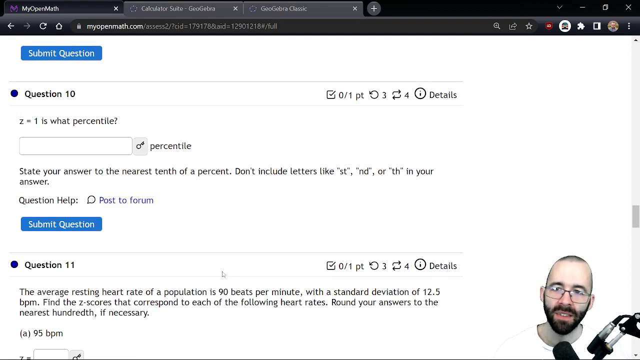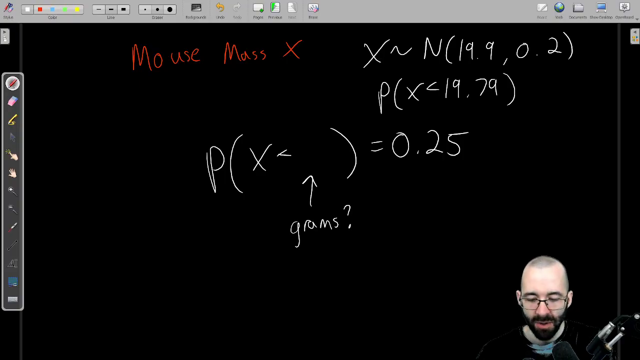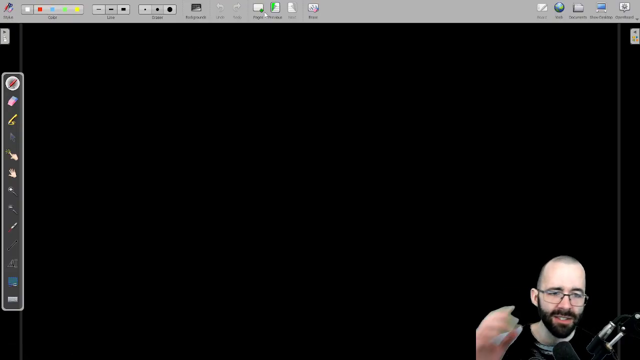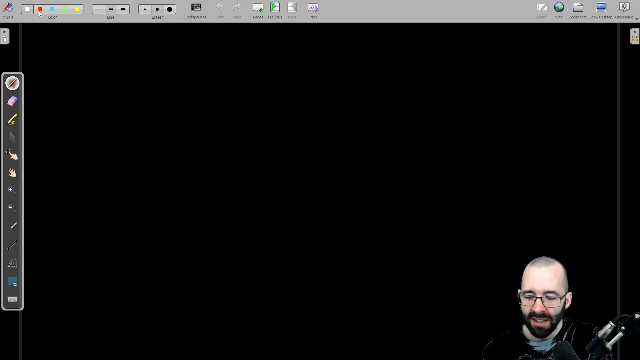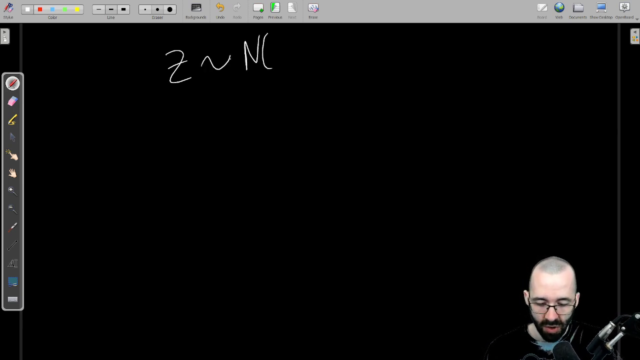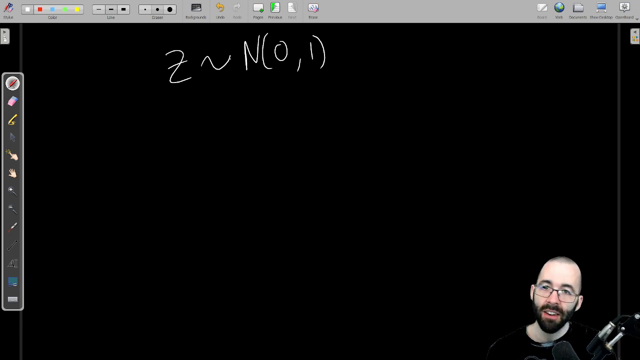Let's do number 10. Oh, more percentiles, but now with standard normal. Remember that any time in this class, or probably any other statistics class, or anything else really that uses statistics, if you see Z, you should think standard normal. Z is normally distributed with mean 0 and standard deviation 1. Z is standard normal. Z puts the Z in standard normal.